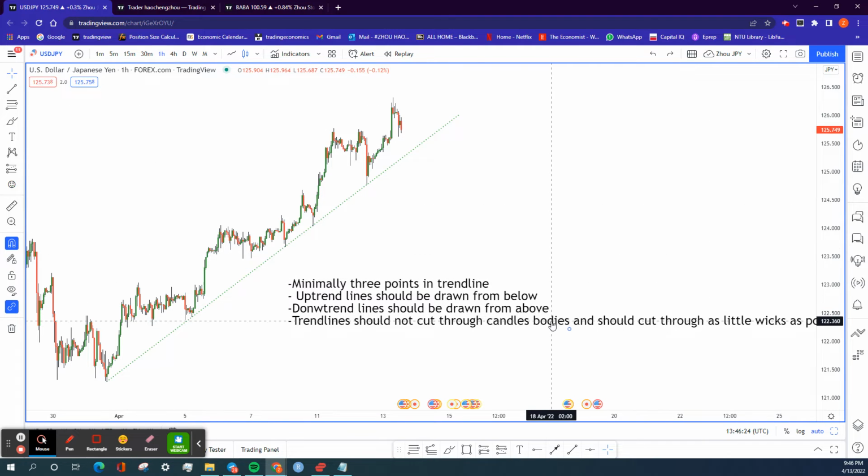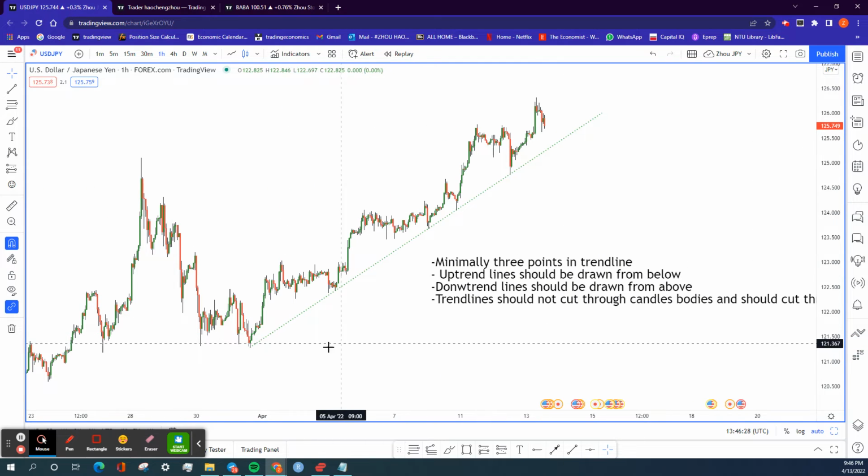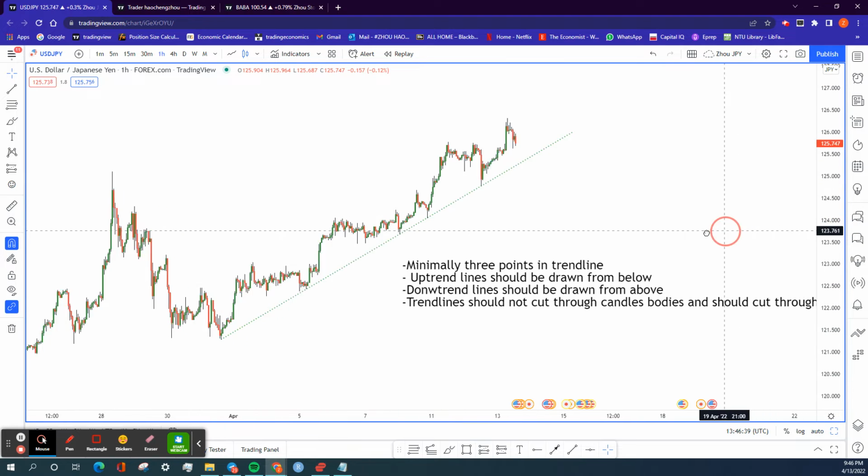And a trend line should not cut through candle bodies and should cut through as few wicks as possible. So the thing here is maybe I cut through a little bit of the wicks. In fact, this is more of touching the wicks, and I definitely did not cut through any candle bodies. So this is a very good uptrend line.